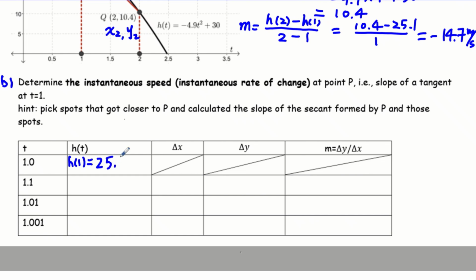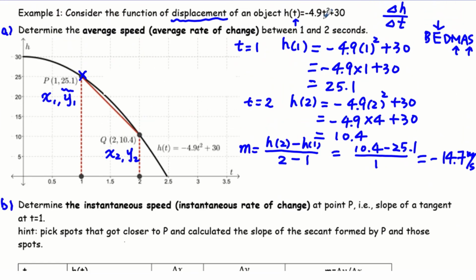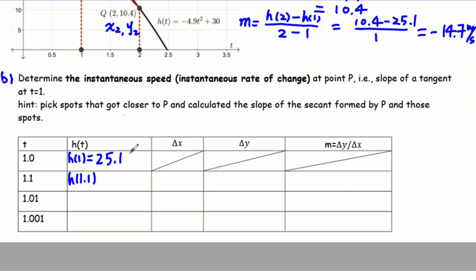And for 1.1, we are going to find h of 1.1. So how do we find h of 1.1? We are going to sub in 1.1 into the original function. So we are going to have h of 1.1 equals negative 4.9 times 1.1 squared plus 30.